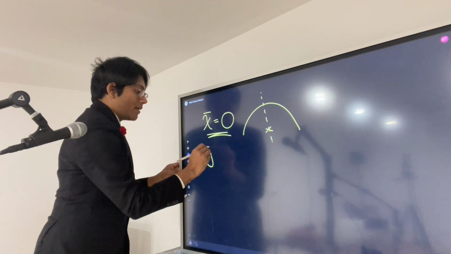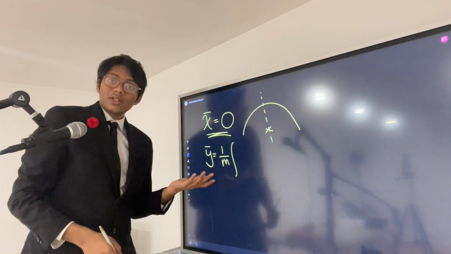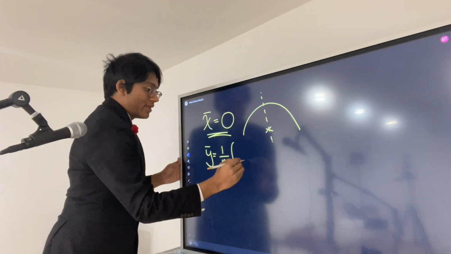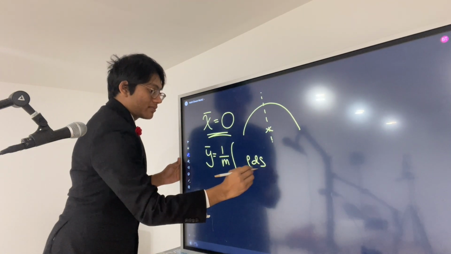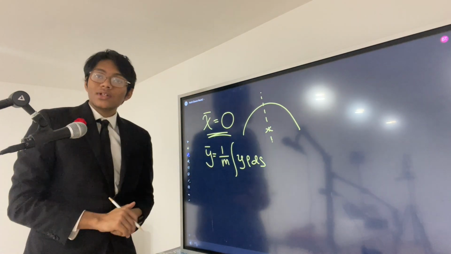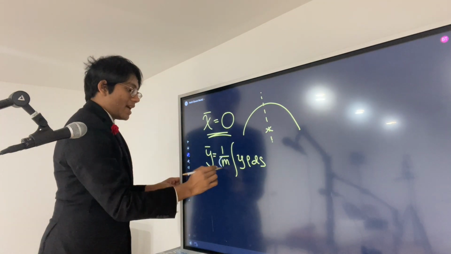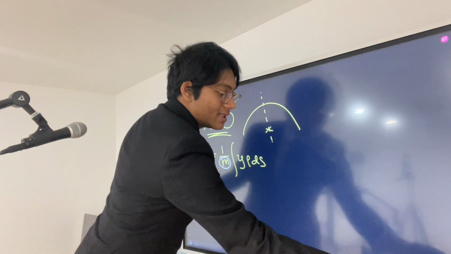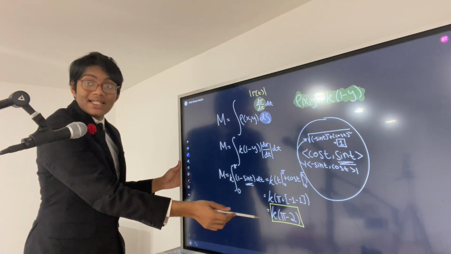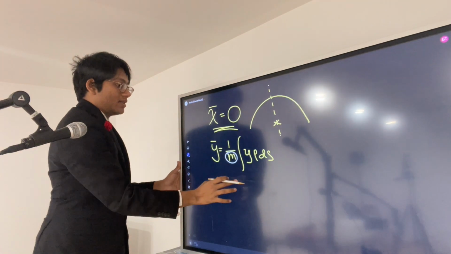But we've got to now find y bar, which is given by 1 over m, 1 over my total mass, times the mass of my object, rho ds, times y. Alright, so let's do it. How are we going to do this? Well, the first thing you should consider is my mass. We found the mass in just the previous slide was k times pi minus 2. So let's go ahead and plug that in for mass here.